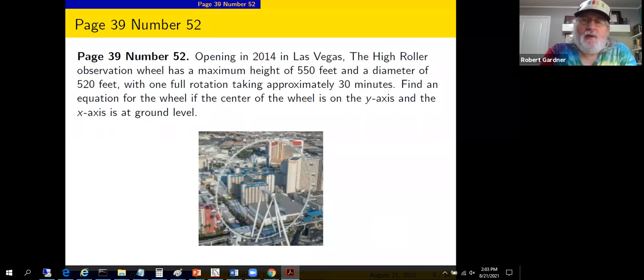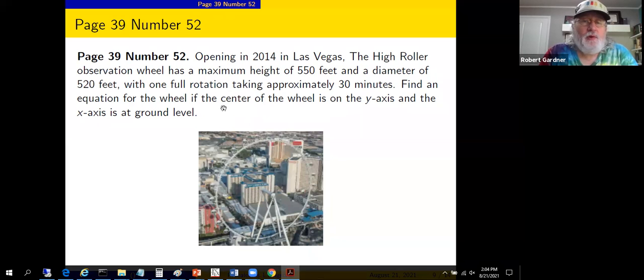Another one, an applied problem, if you like. Here's the statement of the problem as given in the book. It's got some extraneous information in it, as they sometimes do in these word problems. Opening in 2014 in Las Vegas, the High Roller observation wheel has a maximum height of 550 feet and a diameter of 520 feet, with one full rotation taking approximately 30 minutes. Find an equation for the wheel if the center of the wheel is on the y-axis and the x-axis is at ground level. Okay. What it's called, where it is, and when they made it, irrelevant.